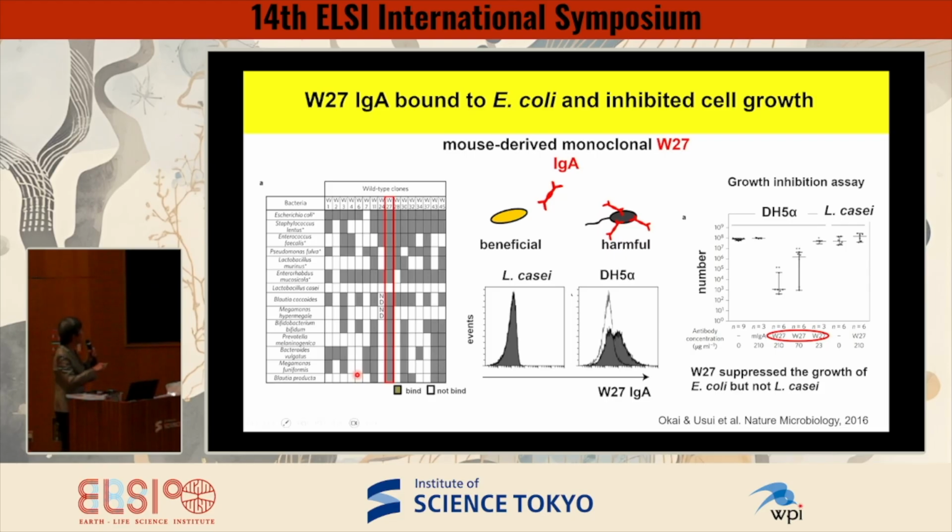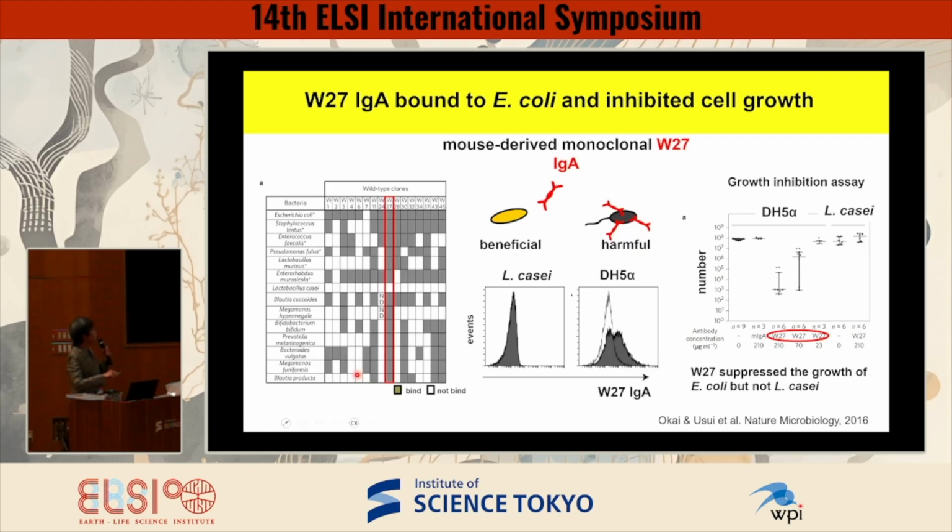And here are the culturable gut bacteria. As you see here, the gray shows the IgA binding. So all IgA antibodies can be polyreactive, not a 1-to-1 ratio. Among these, W27 bound strongly to most of the bacteria, except for Lactobacillus casei. This is a representative beneficial bacterium, Yakult bacteria.